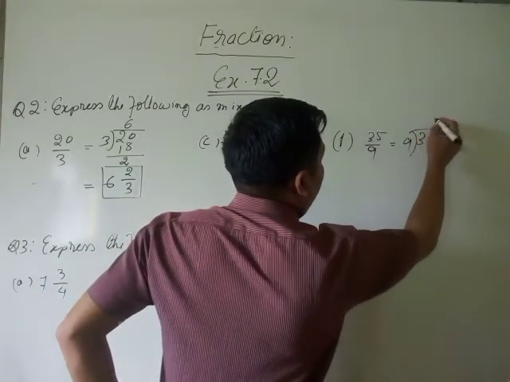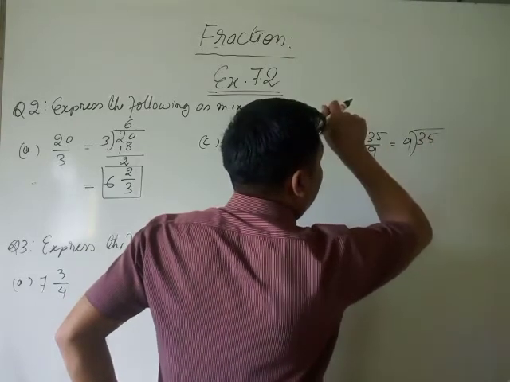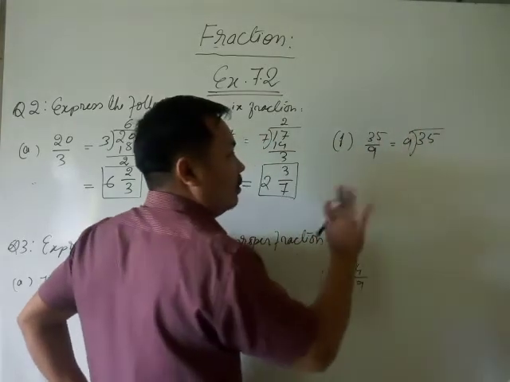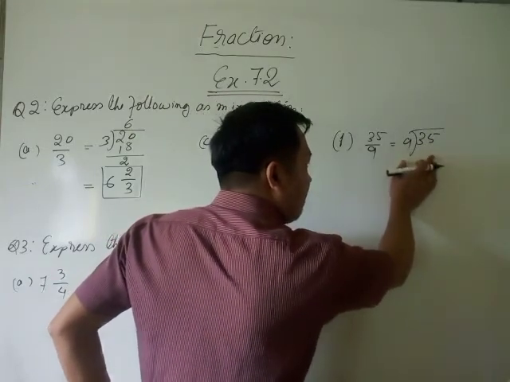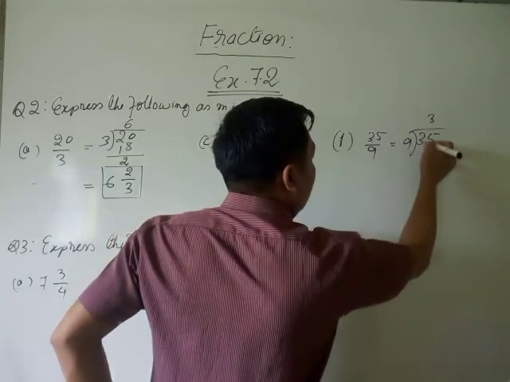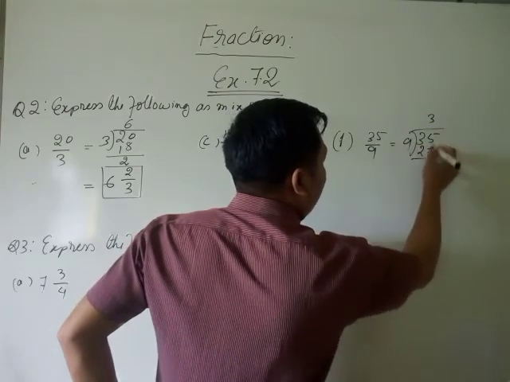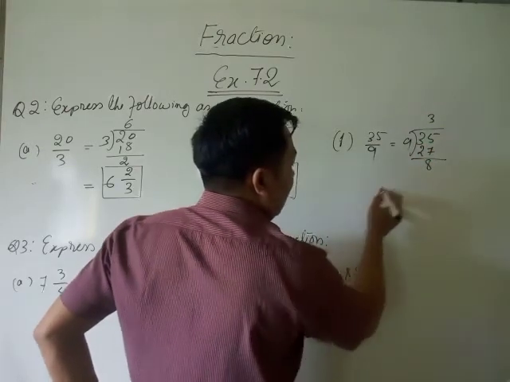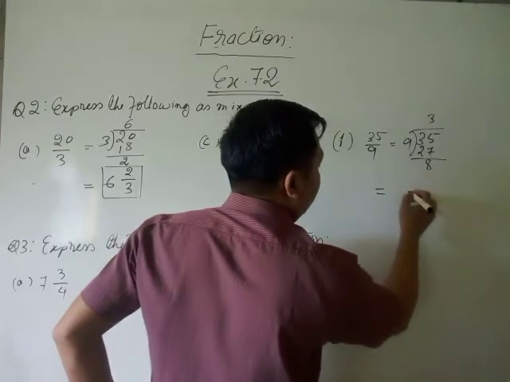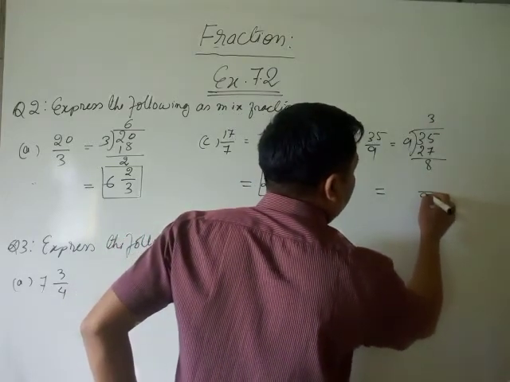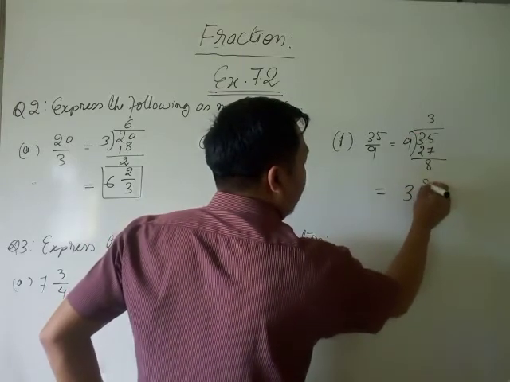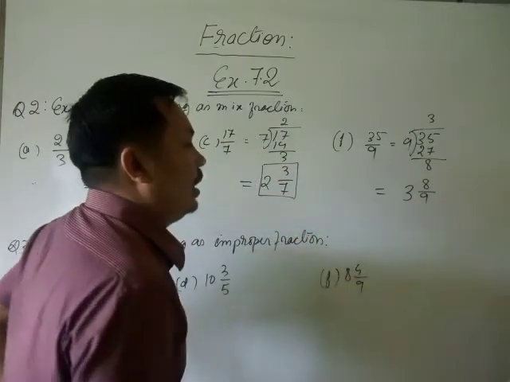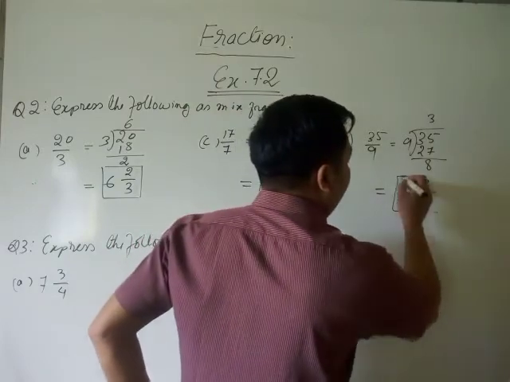Okay. Now next you see here, we have to divide 35 by 9. 9 fours are 36, we cannot use that, so we take 27. 9 threes are 27, then we get here 8 as the remainder. Then 9 will be the denominator. This 3 will be the whole part, and 8 will go here. 3 8 by 9 is the mixed fraction.